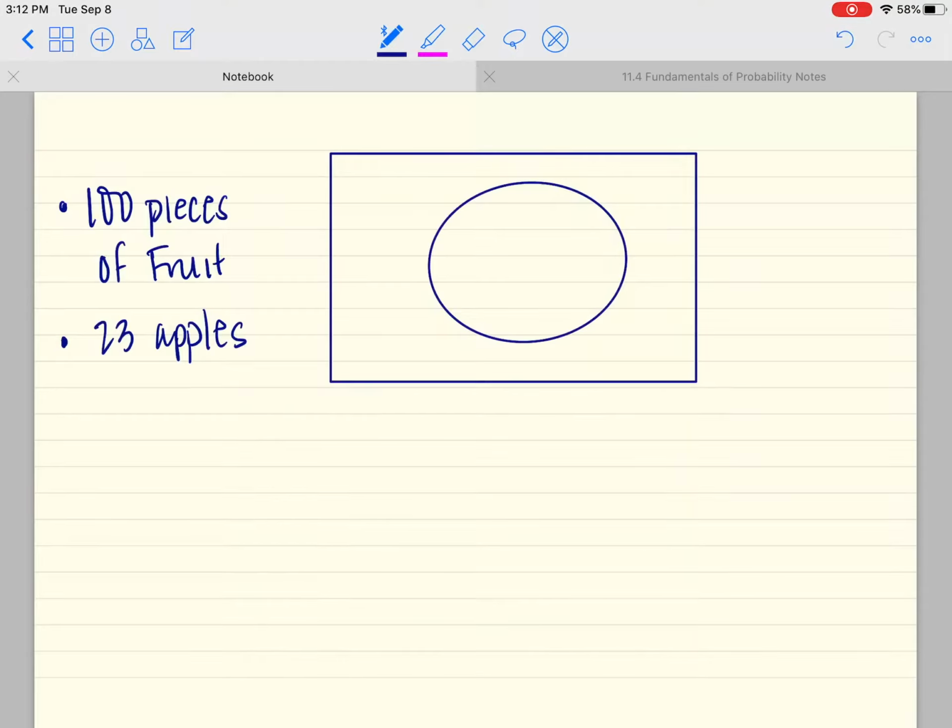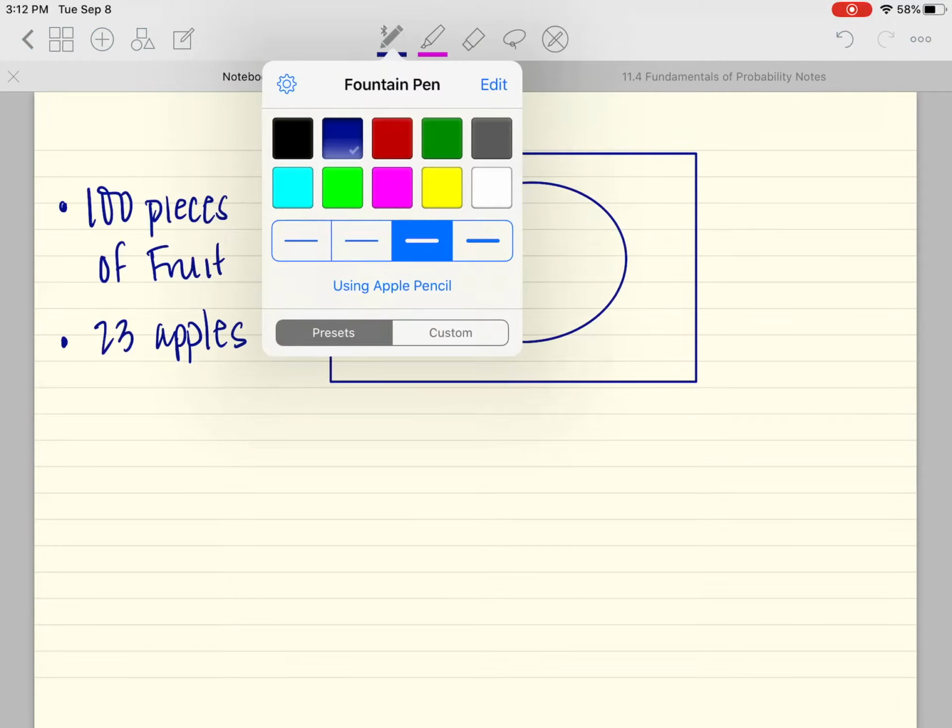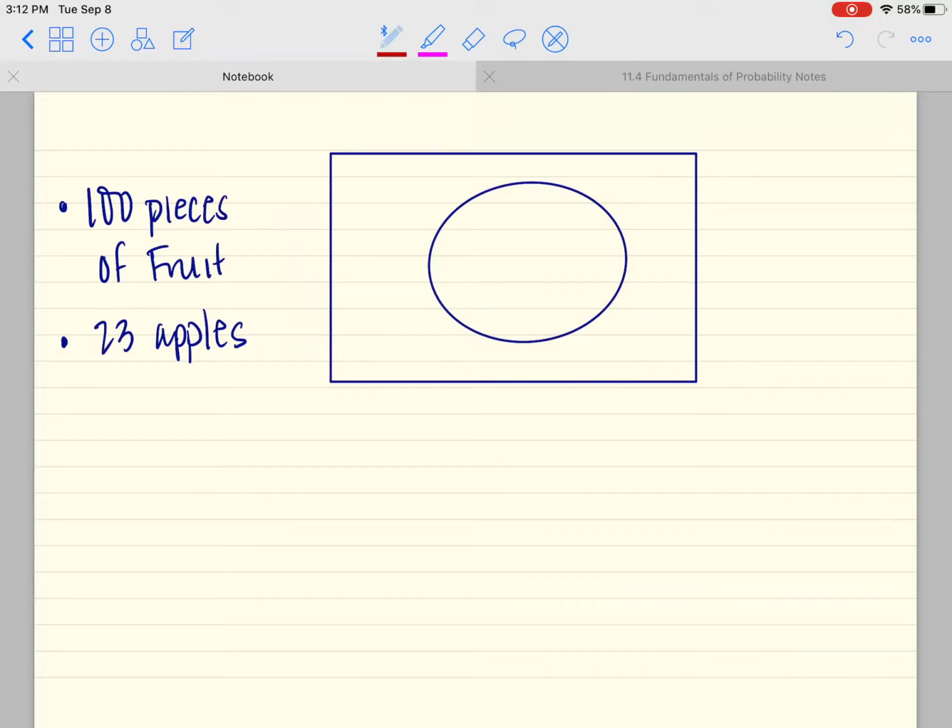So let me deviate from this for a second. Let's just say that we had 100 pieces of fruit and 23 of them were apples. If we were going to make a Venn diagram for this situation, let's say that this circle is apples, and then we have this universal set of fruit. 23 of the pieces of fruit are apples, which means the remaining 77 pieces of fruit are not apples, and they would be outside of the apple circle, but inside the universal set, right?